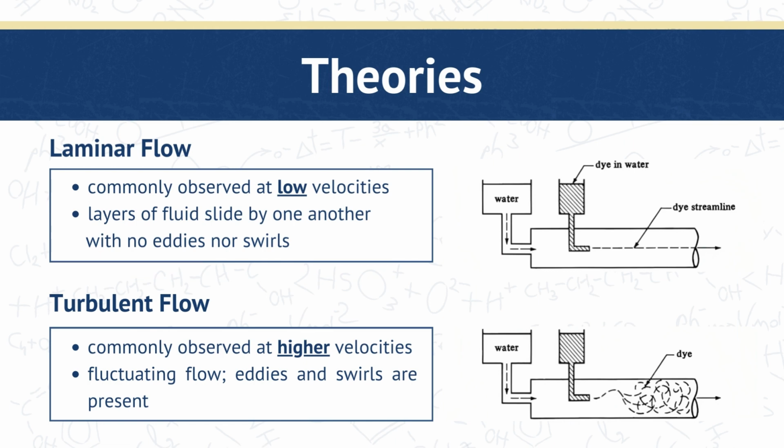So the Reynolds number is associated with different types of flow. We first have laminar flow, a condition that is commonly observed at low velocities. Here, layers of fluid slide by one another, and one way to describe the flow is smooth. It has no swirls nor eddies. In the figure shown, you can see that the streamline of our dye is just straight. Since there are no swirls present in its flow, it can be said that the flow is laminar. Meanwhile, turbulent flow is observed at higher velocities. The flow here is fluctuating, and much like the figure for turbulent flow, there are visible swirls.